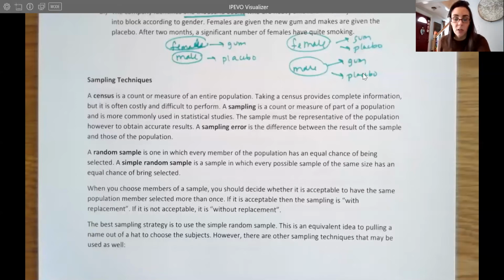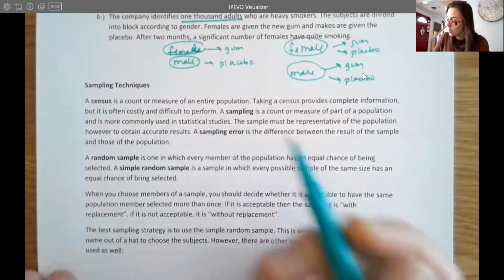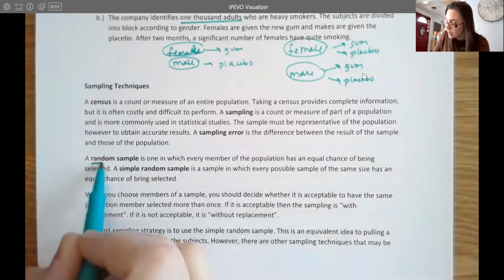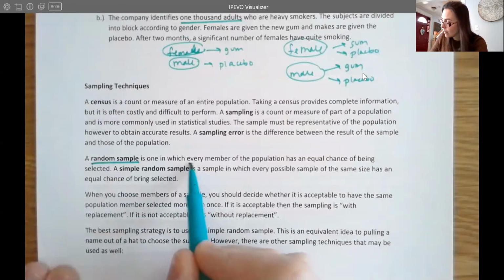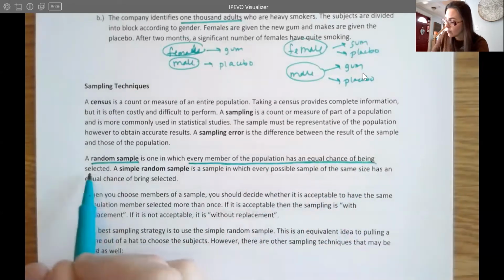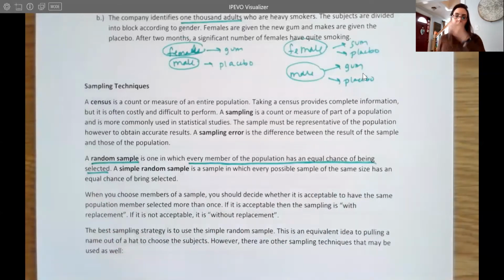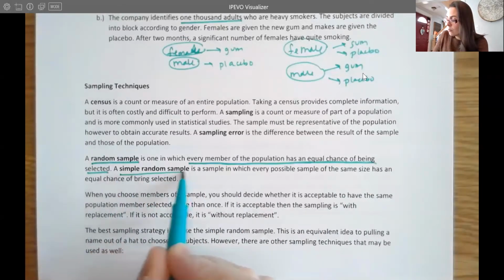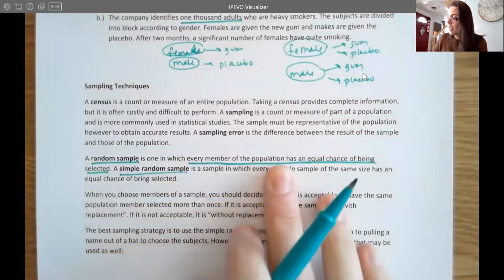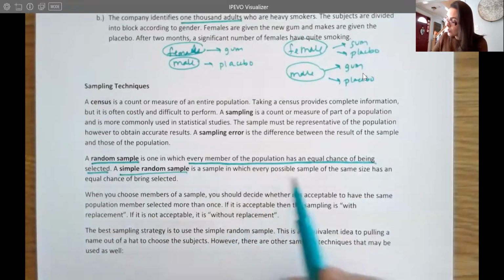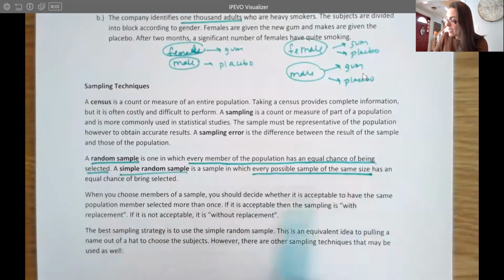So the best way to survey and sample is to do random sampling. So a random sample is one in which every member of the population has an equal chance of being selected. Okay. So everyone has an equal chance of being selected. That is a random sample. Deeper than that is something called a simple random sample. And again, it's also true that every member has an equal chance of being selected, but it's also true that every possible sample of the same size has an equal chance of being selected.